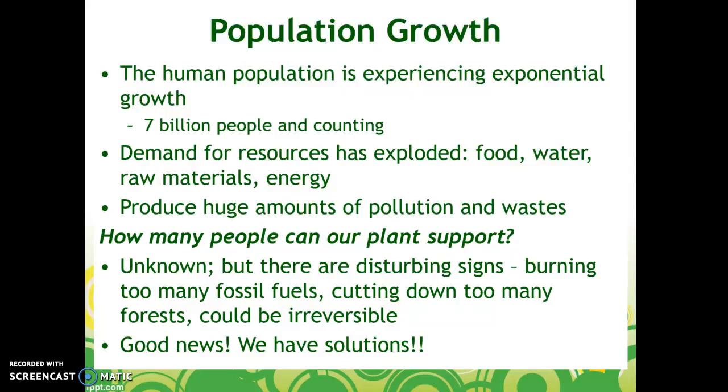So the first major cause is population growth. The specifics on this slide are actually from the case study at the beginning of Chapter 1, so you can go back and read that if this was not something you got from the chapter. Human population is experiencing exponential growth, which means it's going up very quickly. Right now we're at about 7 billion people and counting.